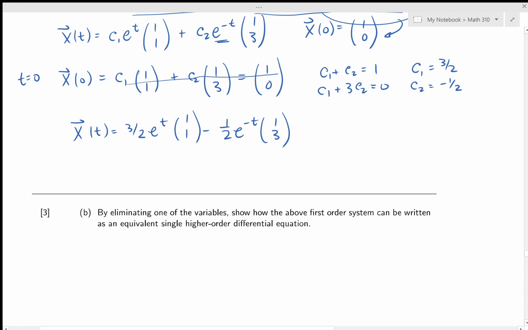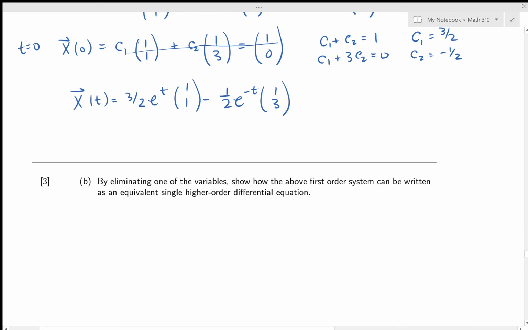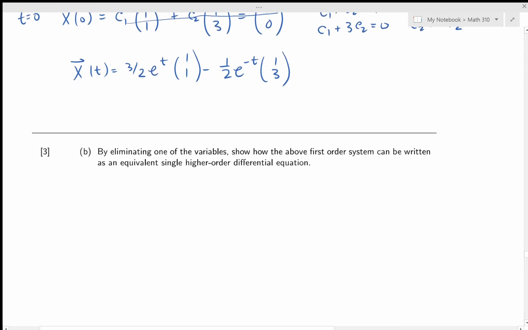Okay, keeping going with the same question: by eliminating one of the variables, show how the above first order system can be written as an equivalent single higher order differential equation. We had a question, I don't know if it was this exact question, but it's the same kind of question because it was a 2x2 system.